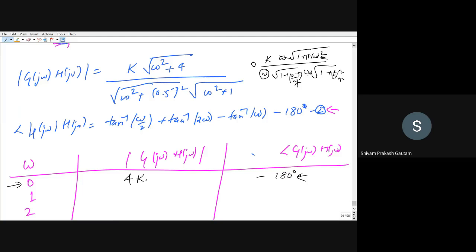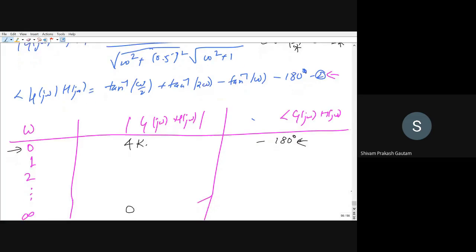Yes, sir. Okay. Now if you put omega equal to infinity in equation number 2, what phase will you get? Put it in equation number 2. So this will give plus 90 degree, plus 90 degree, minus 90 degree, minus 180 degree, right? Because the inverse tan of infinity is 90. So plus 90 plus 90 minus 90 will cancel out, and minus 180 plus 90, how much phase will we get? Minus 90. Is it okay?